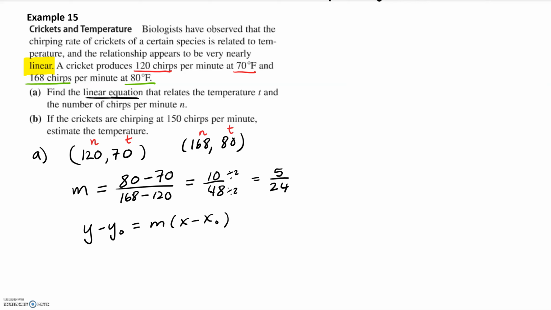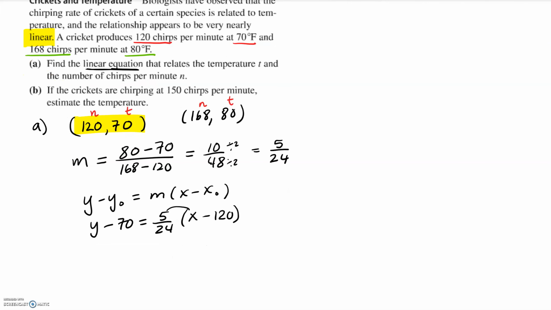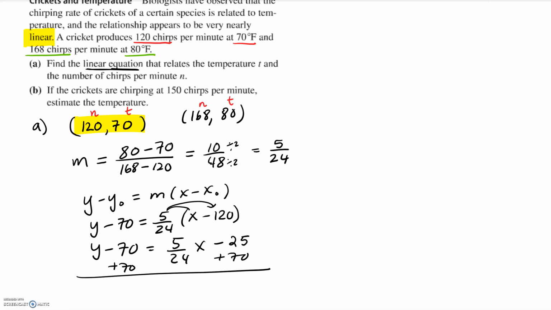Now that I have my slope, I'm going to use the point slope form of a line, and one of the ordered pairs, maybe this one, and let's just go plug them in. y minus 70 equals, we found our m, plug that in, x minus 120, plug in our x, and then let's go simplify it out. So we're going to have y minus 70 equals 5 over 24 x minus 25 when I multiply that fraction with the 120. Let's move the 70 to the other side, and then we'll adjust our variables based on how they want us to call it, T and N. 5 over 24 x, I guess, plus 45 it looks like.